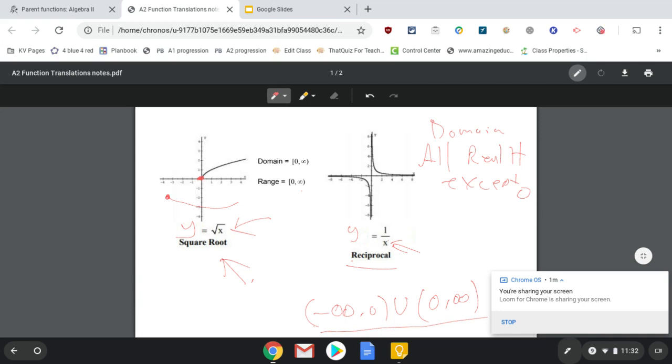Now the range does the same thing. The range, it comes from negative infinity, and it tries to get to 0 this way, but it never gets there. And then on the right half, it tries to get to 0 from here, but then it goes upwards towards infinity this way. So the range would be the same thing. It's negative infinity to 0, and then from 0 to infinity.